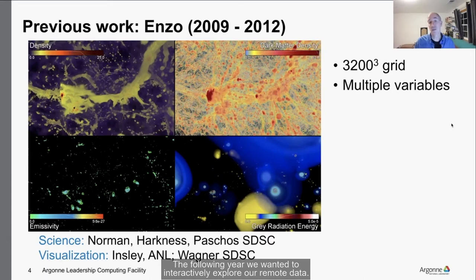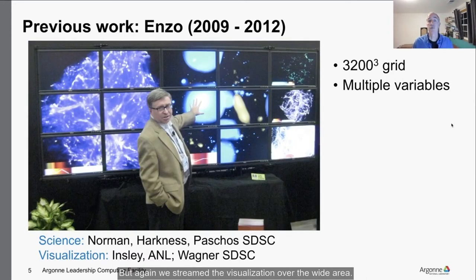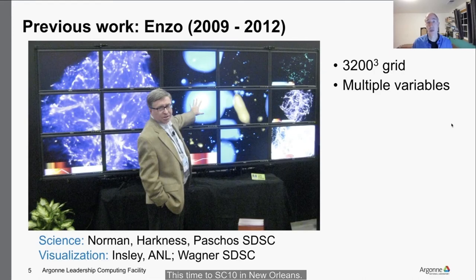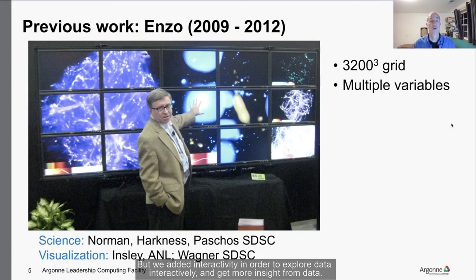The following year, we wanted to interactively explore our remote data. This time, there were multiple variables to explore. So we used the traditional side-by-side, four-up arrangement of volume renderings, with synchronized views between the four variables. This particular view was a pre-rendered animation. But again, we streamed visualizations over the wide area, this time to SC10 in New Orleans. And we added interactivity in order to explore data interactively and get more insight from the data.